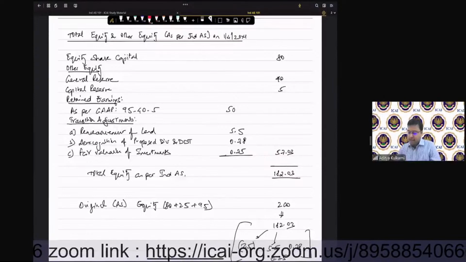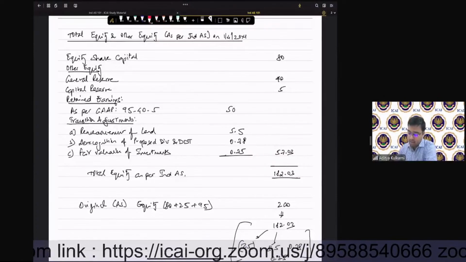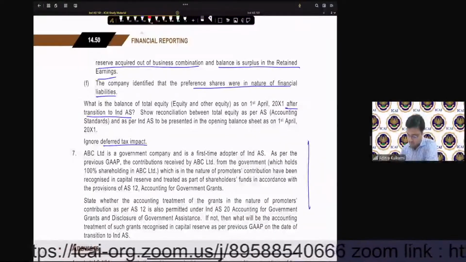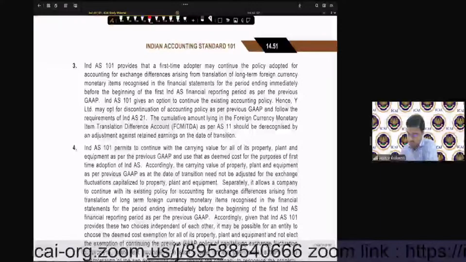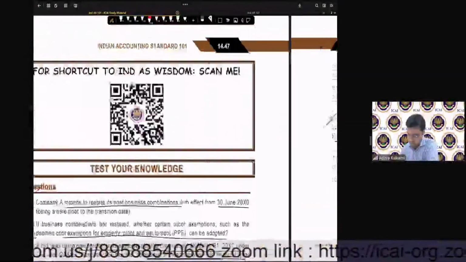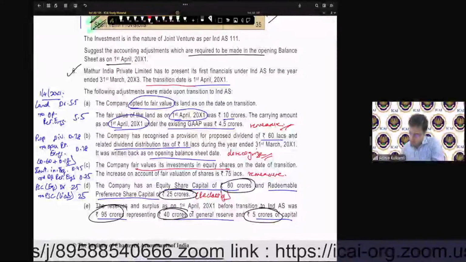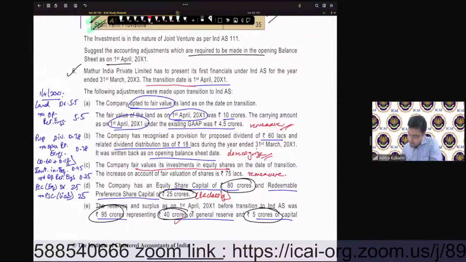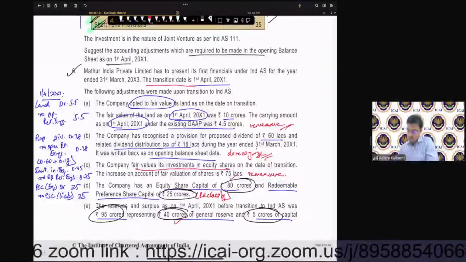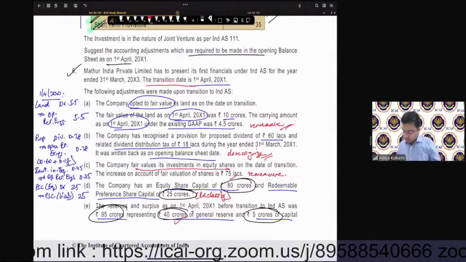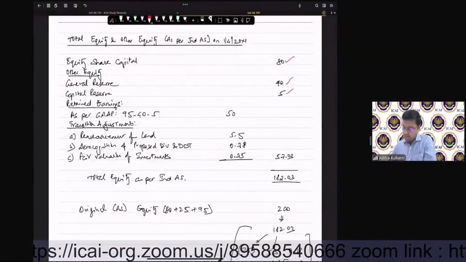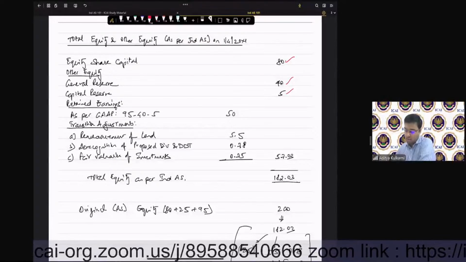It starts with this. You have equity capital 80, other equity, you have general reserve and capital reserve. So you are having equity capital 80. Redeemable preference capital 25. Reserves and surplus was 95. 40 general reserve. Capital reserve 5. Okay. All right.